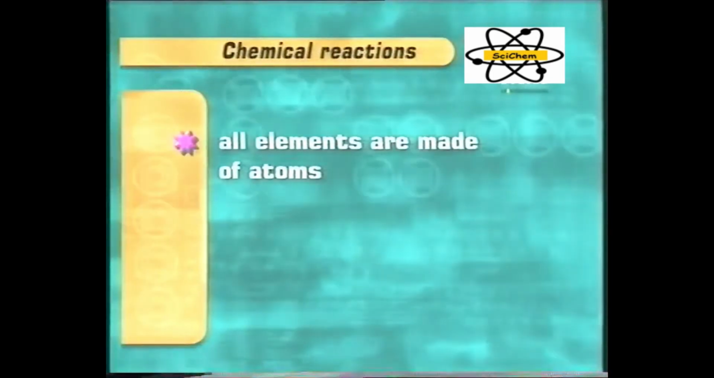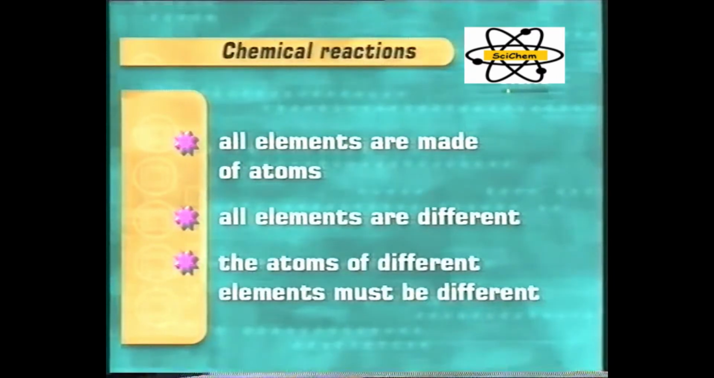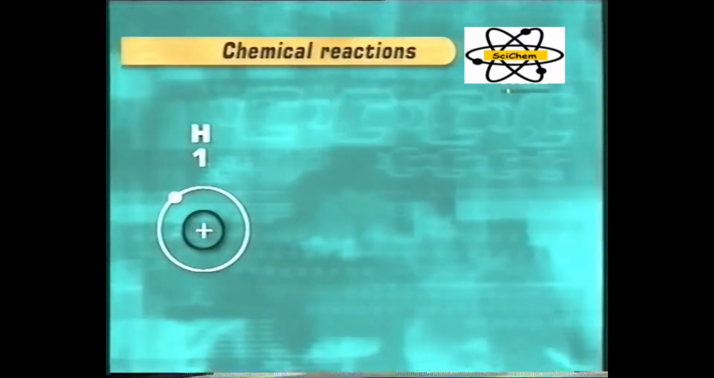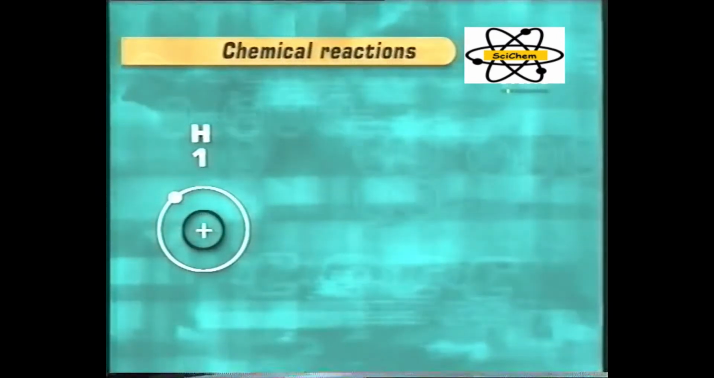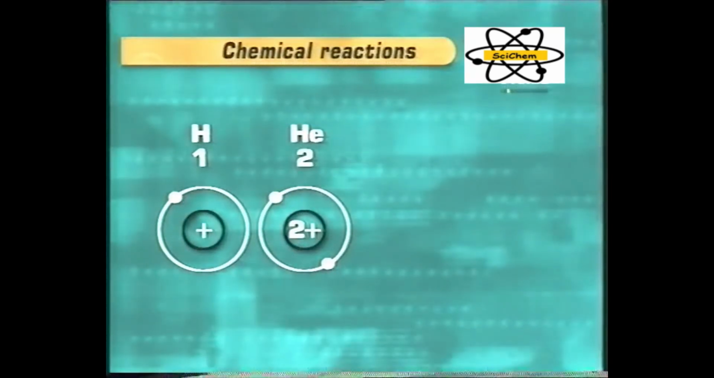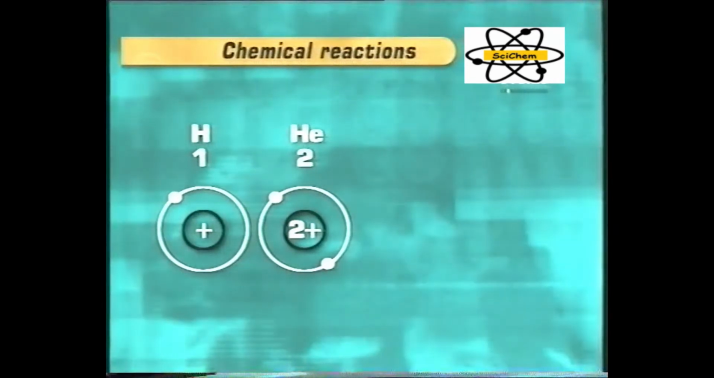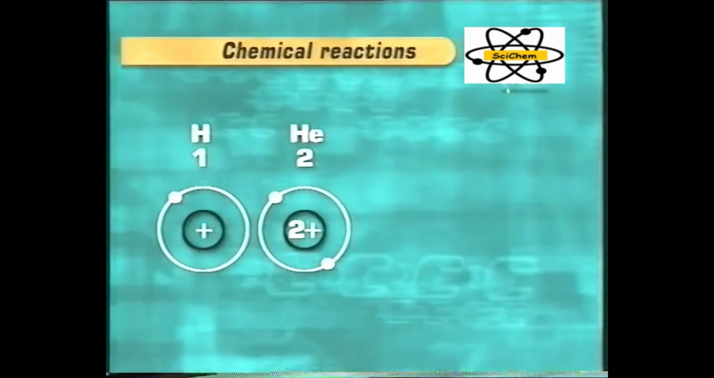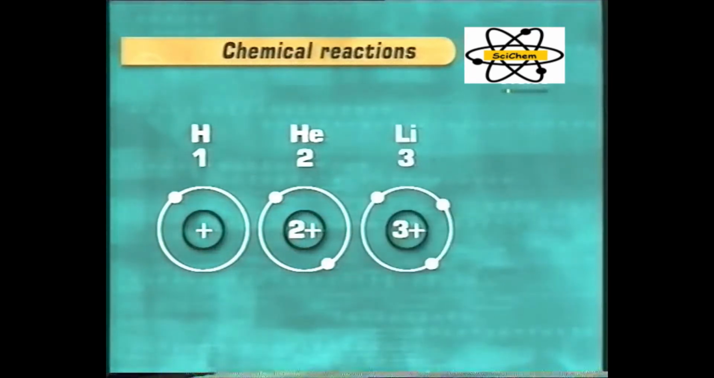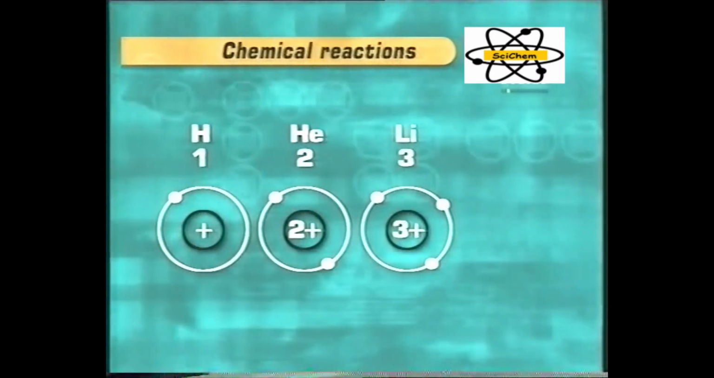Although all elements are made of atoms, the elements are all different. This means the atoms of each must be different too. The difference lies in the number of particles the atoms of each element has. The elements are arranged in order of increasing atomic number. The atomic number tells us how many protons an atom of that element has, and this is the same as the number of electrons. As the atomic number increases, the number of protons and electrons increases.